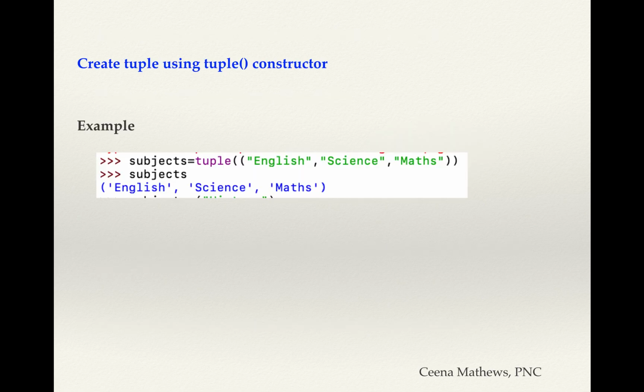First, we'll see how to create tuples using the tuple constructor. This is done using tuple within two round brackets, giving the items separated by commas. As you can see, the subjects tuple has been created with 3 subjects, and when I type the object name, it displays the tuple.